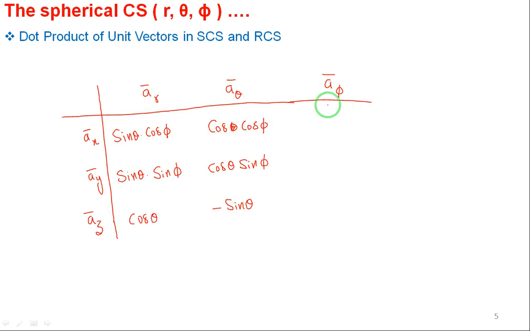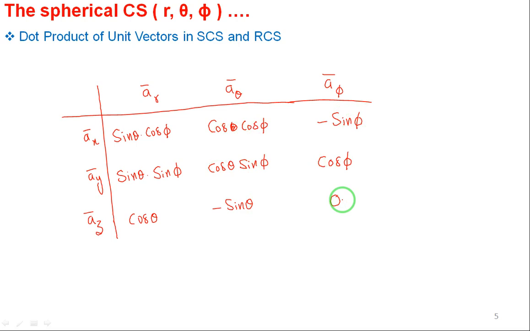Then how to fill up the a phi column, I am telling. Take the derivative with respect to phi of the previous element. Derivative of cos phi is minus sin phi. But don't write this cos theta, leave it. And derivative of sin phi is cos phi. And don't write this cos theta. Derivative of sin theta with respect to phi is 0.